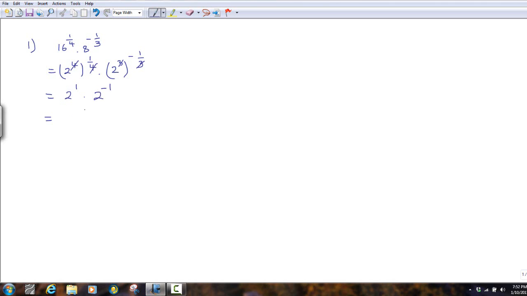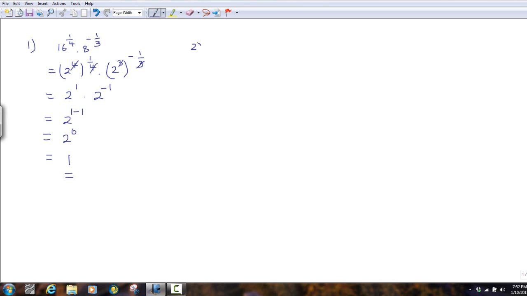So now we can combine these two numbers. So it's 2 to the 1 minus 1, and this is equal to 2 to the power 0, and 0 power of any number is always 1. So this 1 is actually this number 16 to the power 1/4 times 8 to the power negative 1/3.